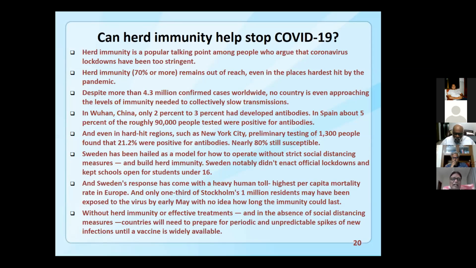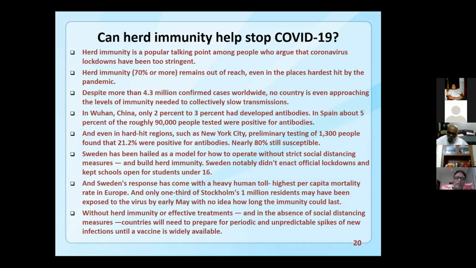Sweden has been hailed as a model. My niece is one of the listeners here, and she stays in Sweden. Sweden has been hailed as a model for how to operate without strict social distancing measures and build herd immunity. Sweden notably didn't enact official lockdowns and kept schools open for students under 16. And Sweden's response has come with a heavy human toll, the highest per capita mortality rate in Europe. Only 1/3 of Stockholm's 1 million residents may have been exposed to the virus by early May, with no idea how long immunity could last.